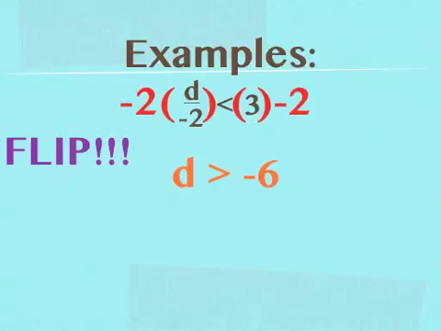This is the first example where we have multiplied both sides by a negative number.